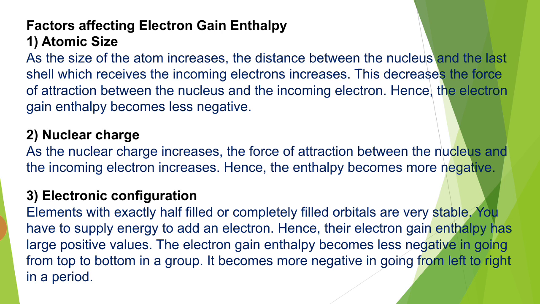The electron gain enthalpy becomes less negative in going from top to bottom in a group. It becomes more negative in going from left to right in a period.